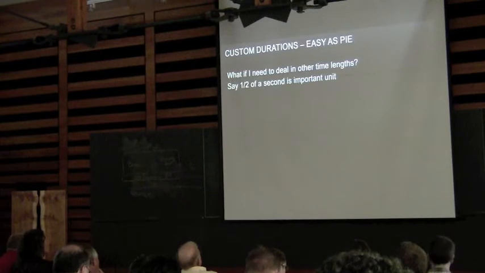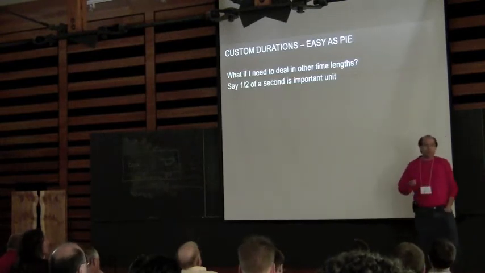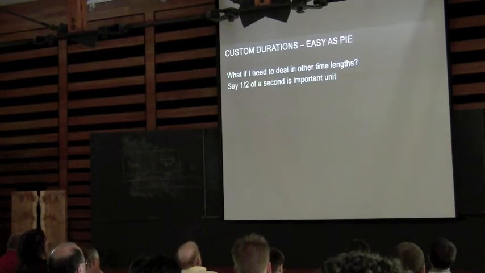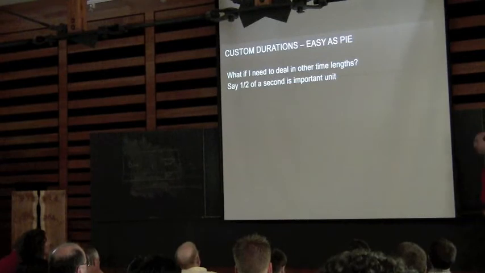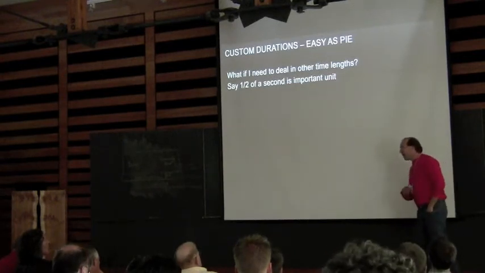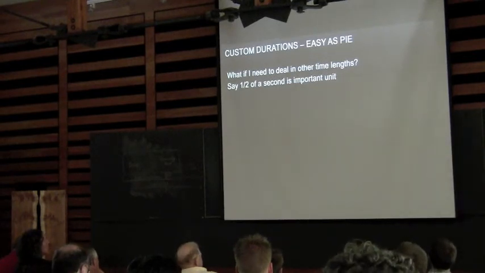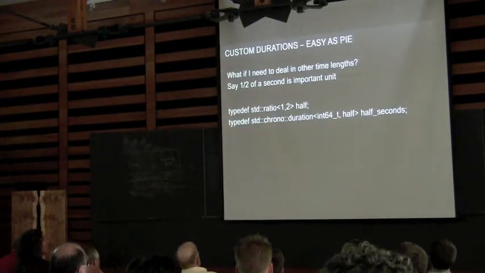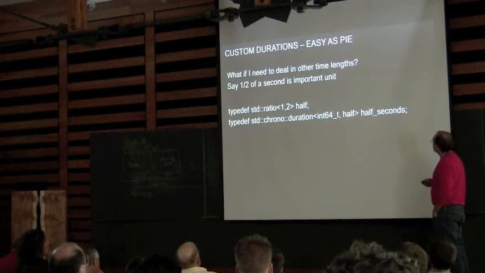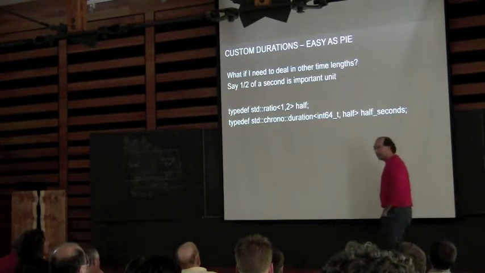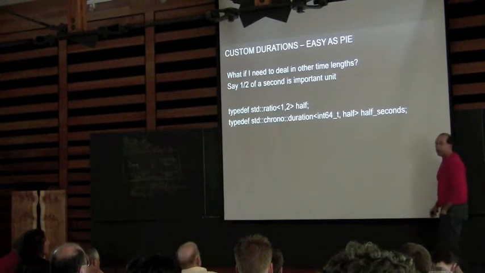Because what if I needed some kind of time duration unit that the standard didn't think of or didn't want to bother having in because, you know, how the heck do they know what I'm doing in my satellites? So let's just say that half a second is some really important thing. I've got an oscillator or whatever that operates at that frequency. How do I make this happen into a ratio? Well, I've got a ratio. And that's all I have to do. I now have a type called half seconds.